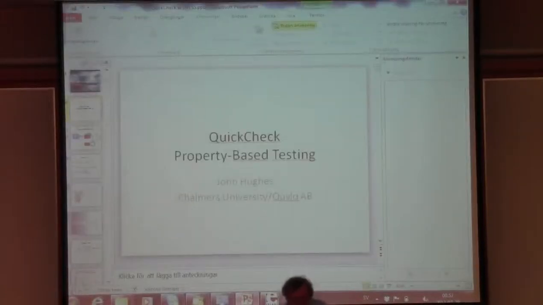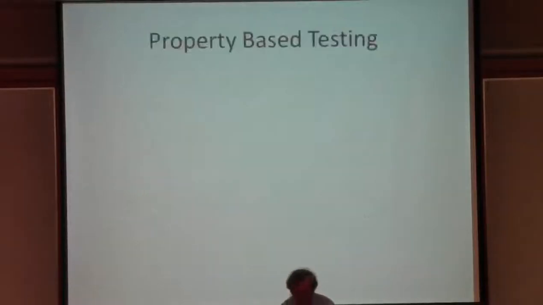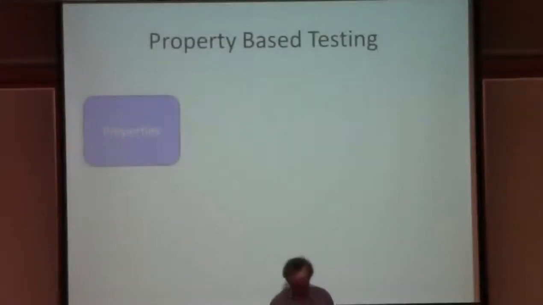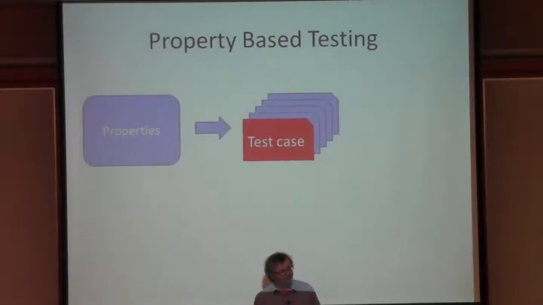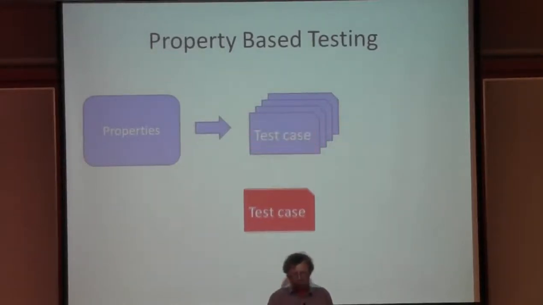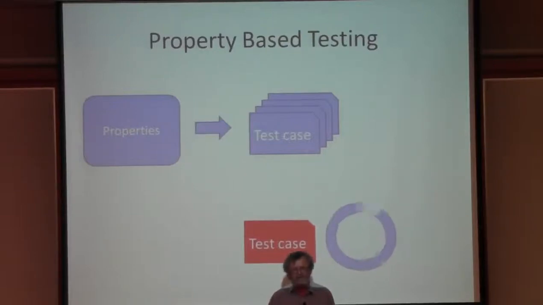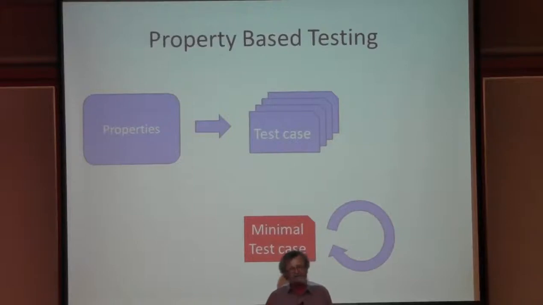So this is what QuickCheck does. We start off with properties. We generate a lot of test cases from them, and we run the tests until one fails, at which point we take that test case and we search for a smaller test case that also fails. And we end up with some kind of minimal example. And this shrinking process is really incredibly valuable for testing.